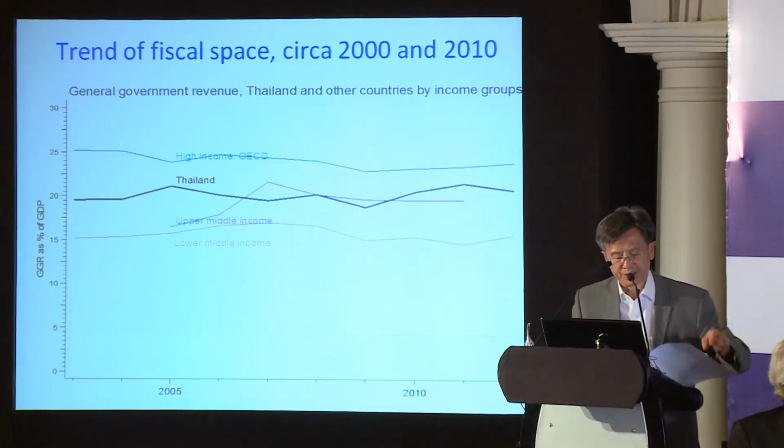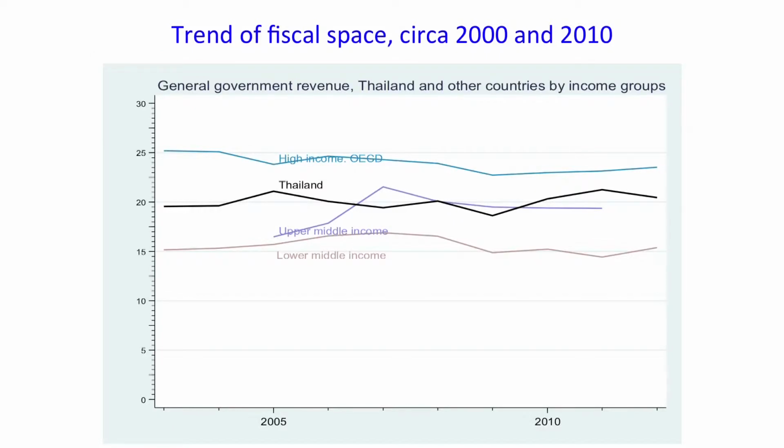On fiscal space, between circa 2000 and 2010, fiscal space in Thailand is on par with upper middle income peers. However, this figure is still lower than the high income OECD countries. Government revenue was around 20% of GDP. It is quite conservative, without change in the past 20 years.